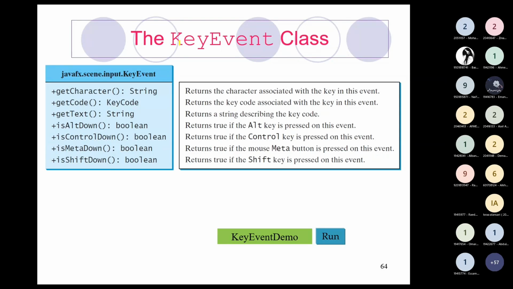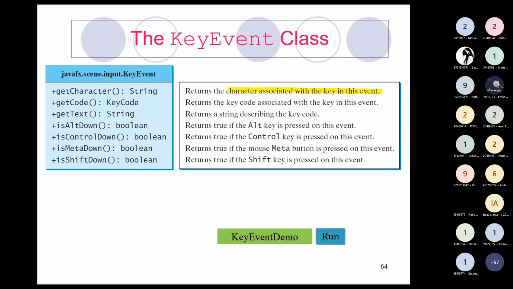We have getCharacter, which returns the character associated with the key. For example, if you click the A, it's going to return the A. If you click any key, it's going to return whatever the user clicked. The second method is getCode, which returns the key code associated with this event.